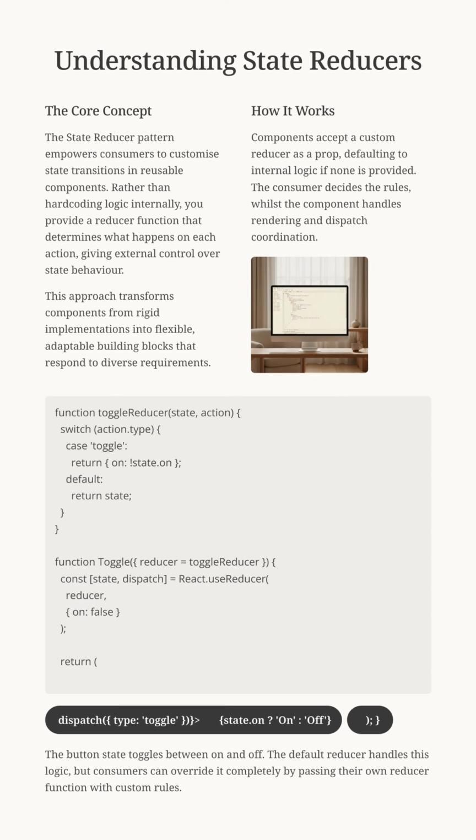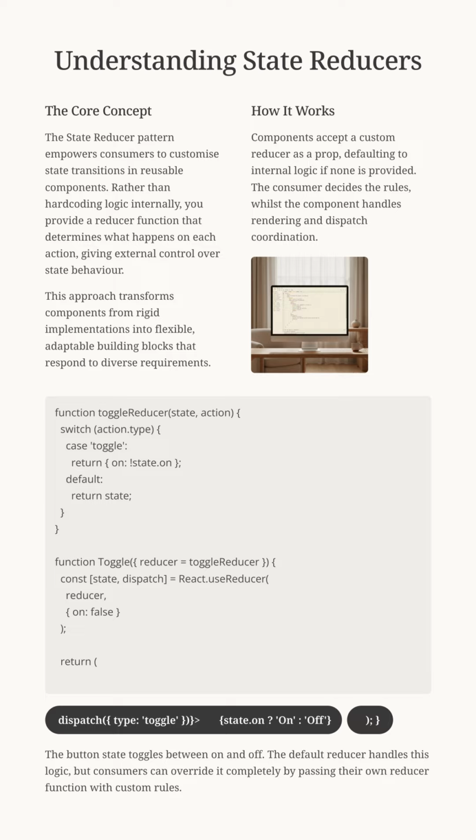Let's break it down. The state reducer pattern means we don't hard code state transitions inside a component. Instead, we pass in a reducer function, which decides what happens when an action occurs. Take this example. We define a reducer called toggleReducer. When the action type is toggle, it flips the current value from on to off or off to on. If the action is anything else, it just returns the existing state.